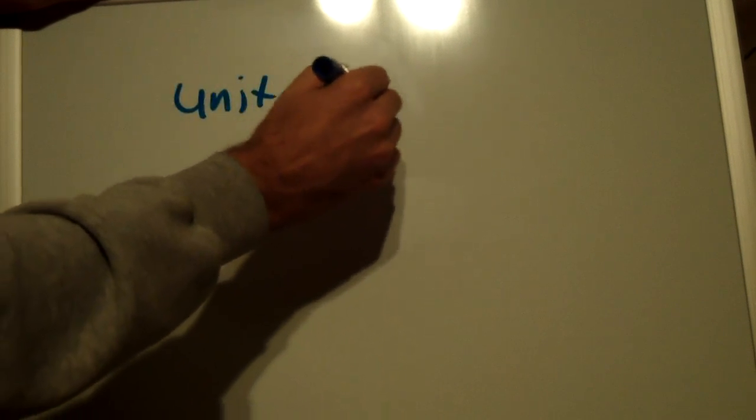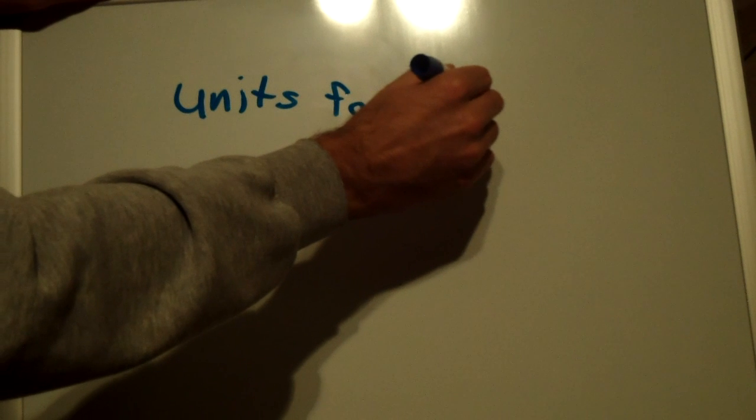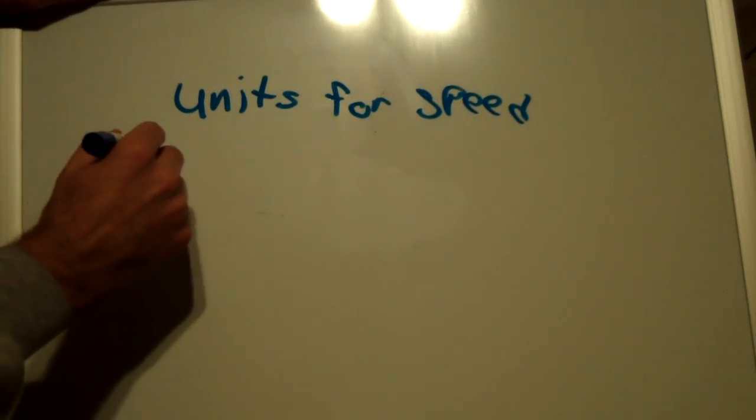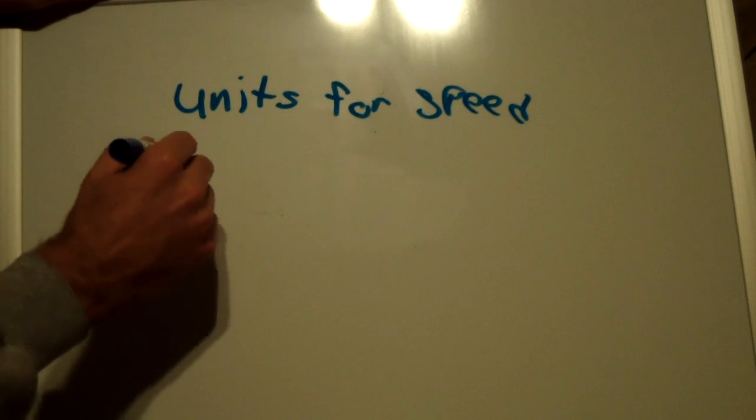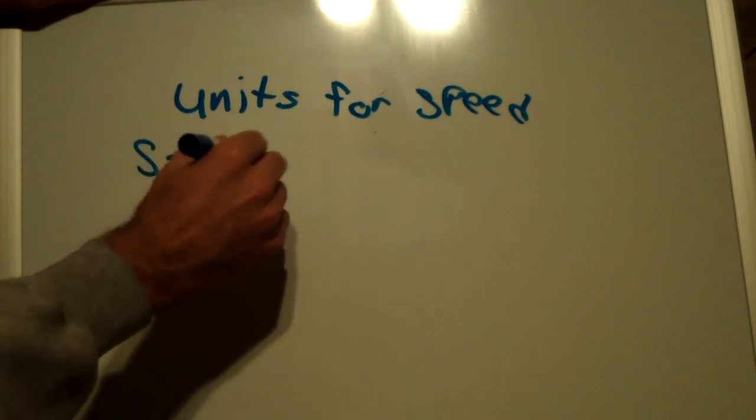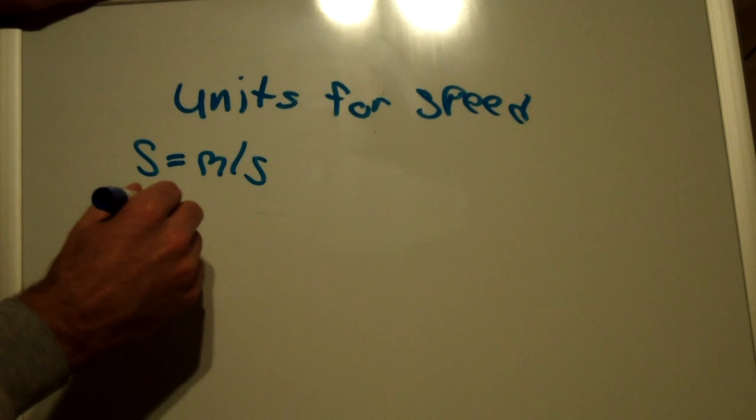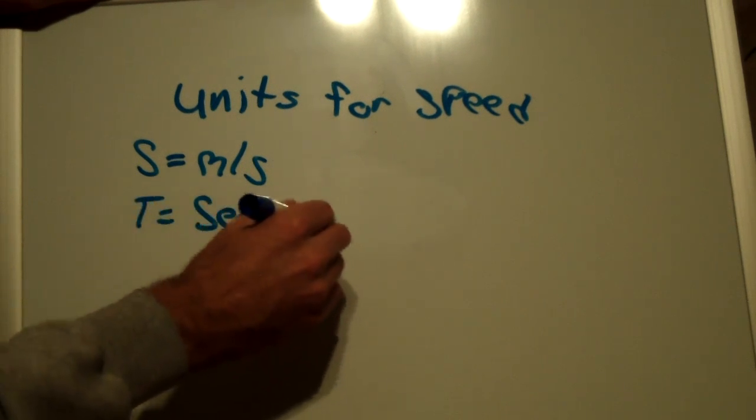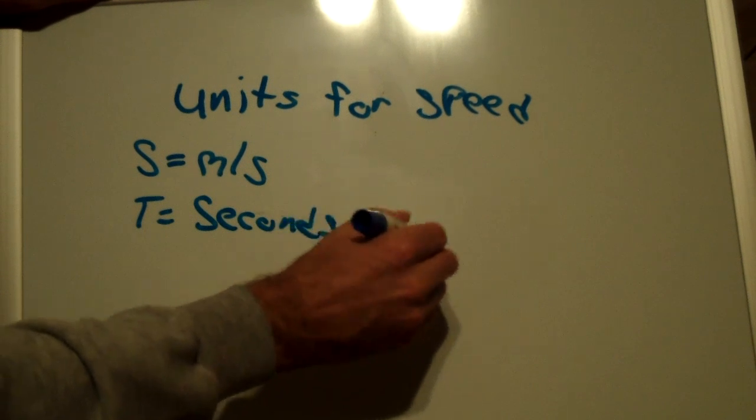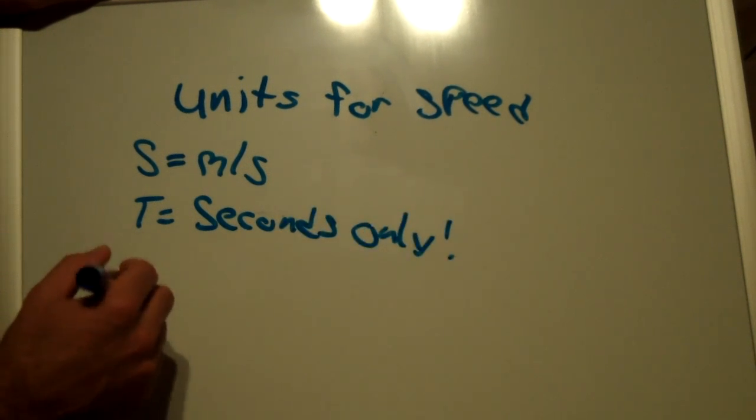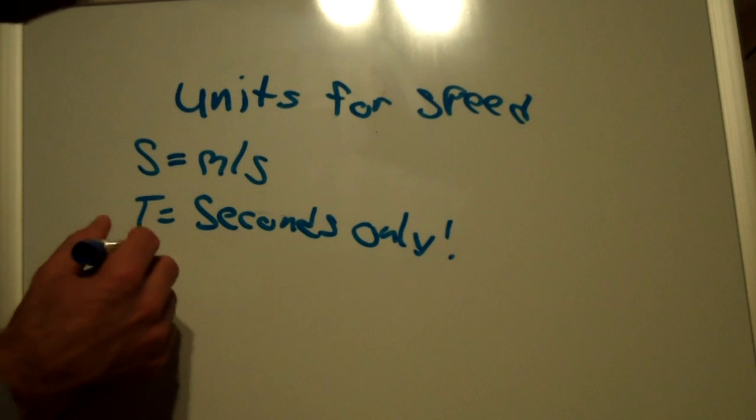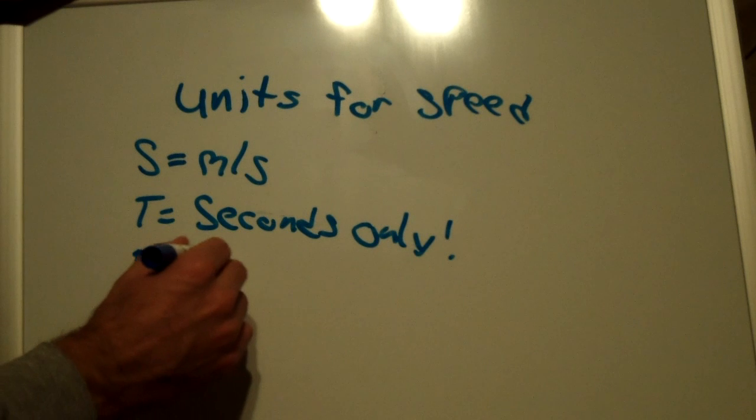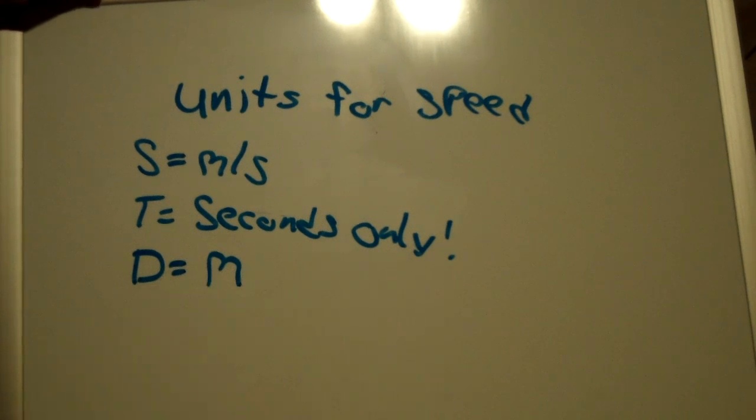The units involved with speed are as follows. We know we have speed, we know we have distance, and we know we have time. The speed is always going to be in meters per second. We know that acceleration has meters per second squared, but this is meters per second. Time is always going to be in seconds. Always have to convert that if it's not. And the last one would be distance. And the distance here, or on the test I should say, is only going to be in meters.